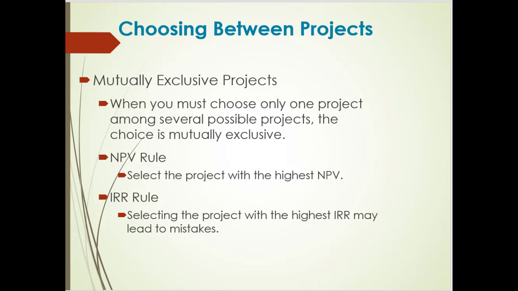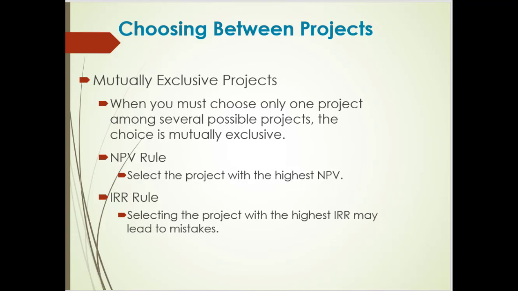And the challenge, as we've talked about in previous videos, is that frequently the rules conflict with each other. So if you only have one to pick, how do you pick? Now, the net present value rule says you should select the project with the highest net present value. The internal rate of return rule says you should select the project with the highest internal rate of return, but that could lead to mistakes, right? That could lead to injuring the value of the company.